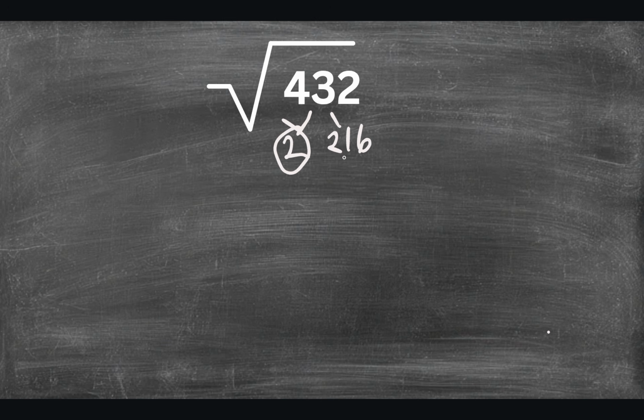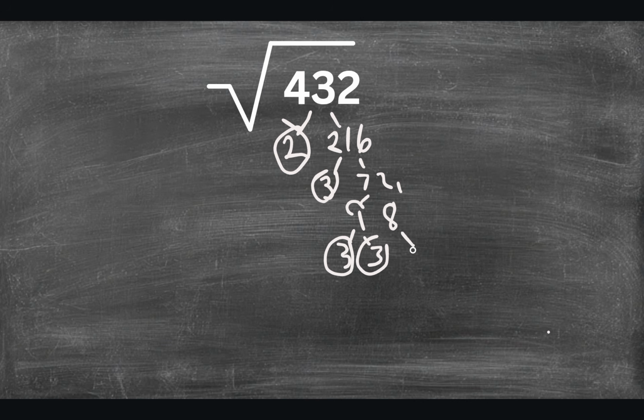Circle the 2 because it's prime. And then let's go 3 times 72 is 216. 3 is prime. Then I know 9 times 8 makes up 72. Then we have 3 times 3 equals 9. 2 more prime numbers. Then 4 times 2. 2 is prime. And then 2 and 2.